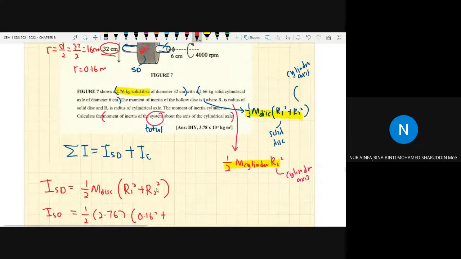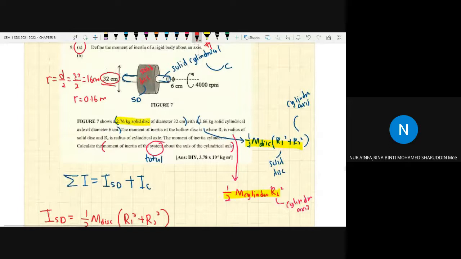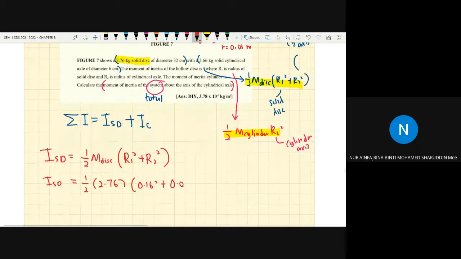Okay, it asks for radius 2, which is the radius of the solid cylindrical axle. We know its diameter is 6 cm. So the radius is diameter over 2, which is 6 over 2, which is 3 cm, or in meters, 0.03 meter. So put in 0.03 squared. When you press the calculator, you will get 0.03657 kg meter squared. So we are done with the solid disk.